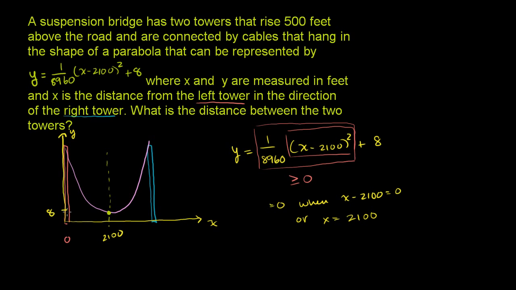And it's going to be halfway between our two towers. So if this is at 2100, how far is the other tower away? Well, it's going to be twice 2100, so it's going to be 4200. Everything we're dealing with is feet. It's going to be 4200 feet away from that first tower. So the distance between the two towers is 4200 feet.